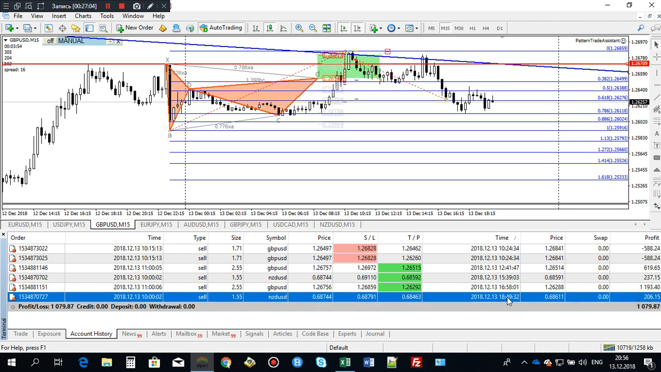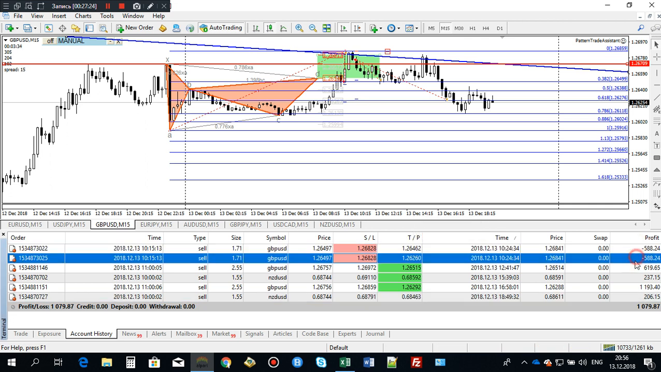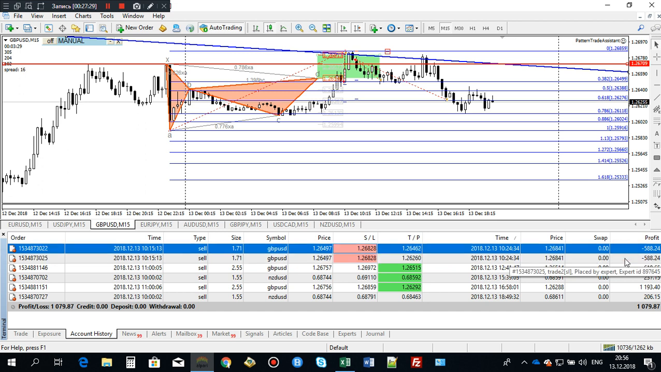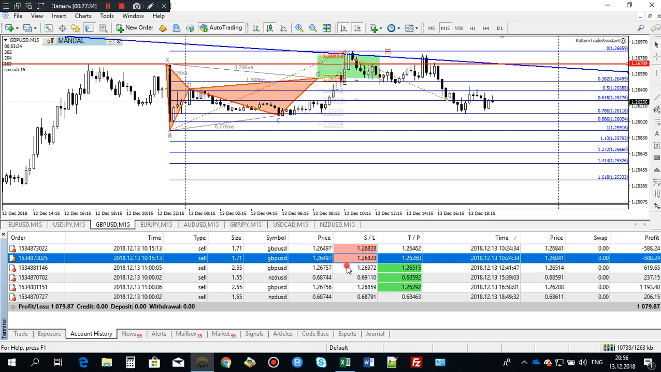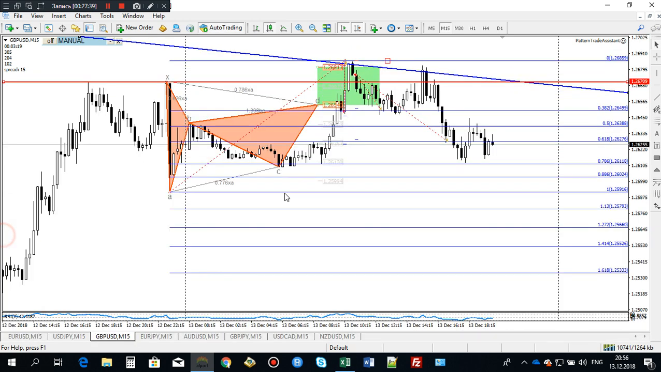1,193. Okay, so the total result for today is 1,079, which is pretty good for me, not a bad day, especially if you keep in mind that in the beginning of the day I just lost 1.2k, two trades, minus 600, minus 600. The beginning of the day was not very good, but then everything leveled as it should be.